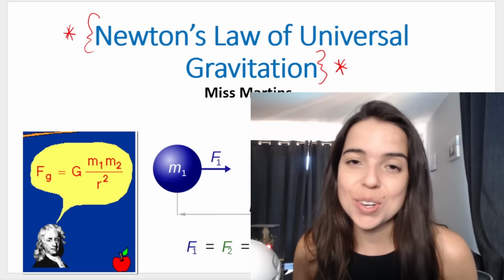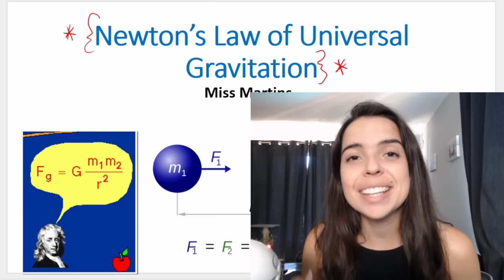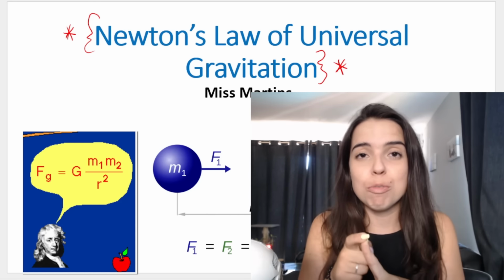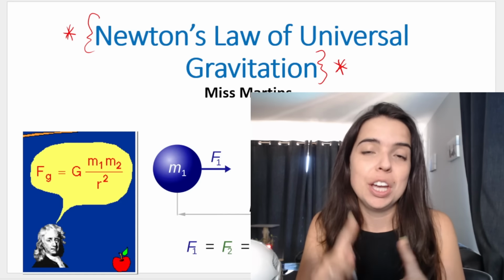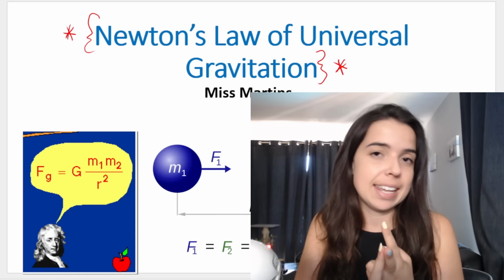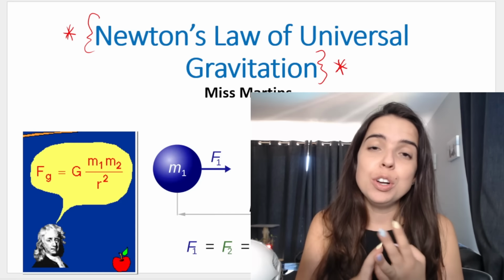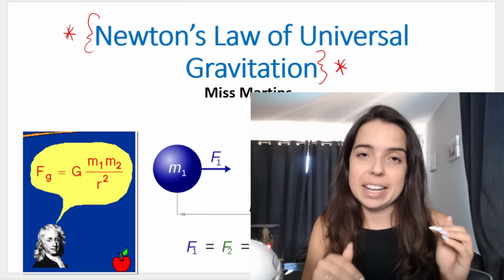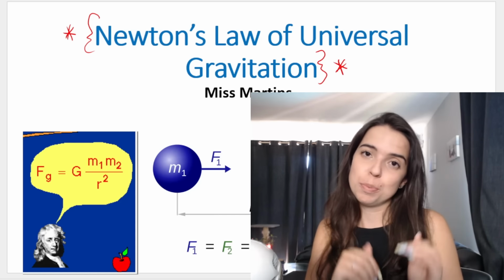Let's go. Newton's law of universal gravitation is unlike the other three Newton's laws that we've learned so far. Remember Newton's first law of motion, F net equals 0. Newton's second law of motion, F net equals ma. Newton's third law of motion, we didn't do any calculations, but you need to know the definition. Links to these three laws are in the description box below.